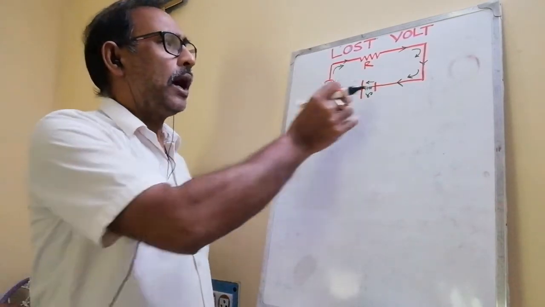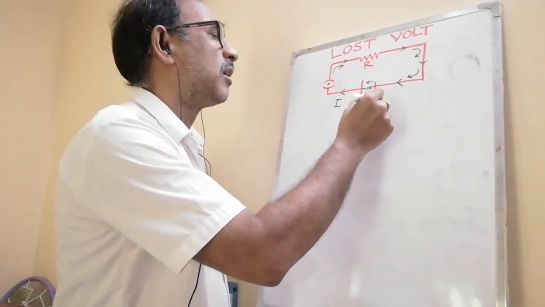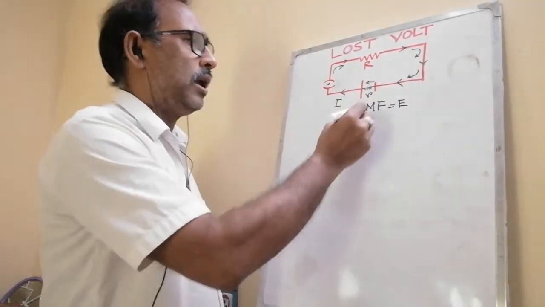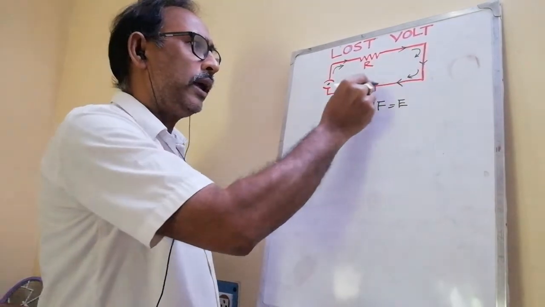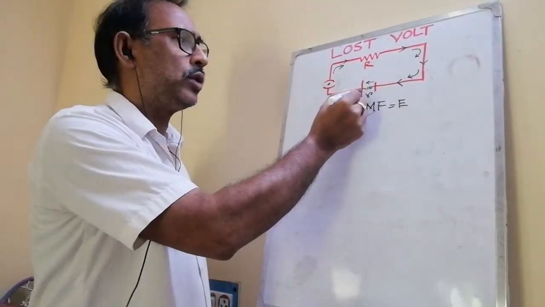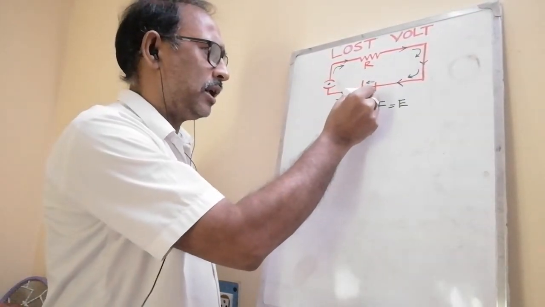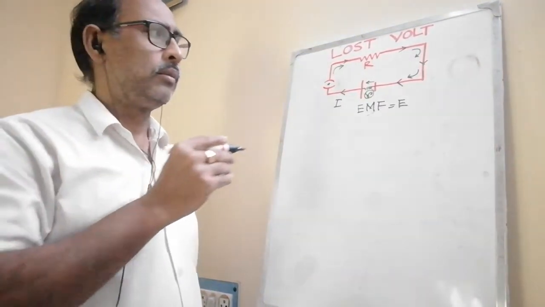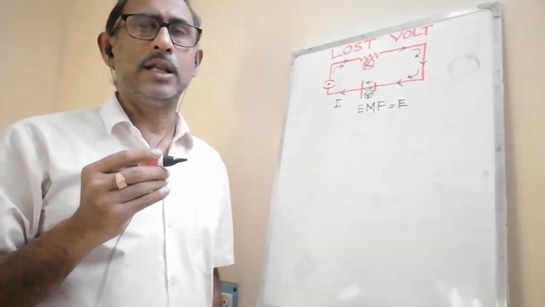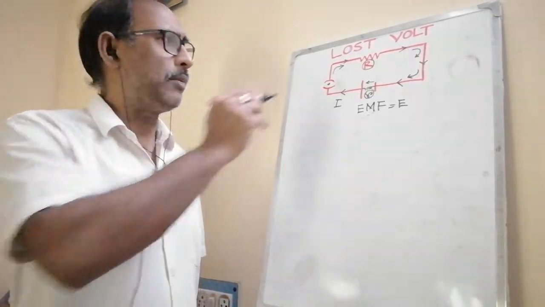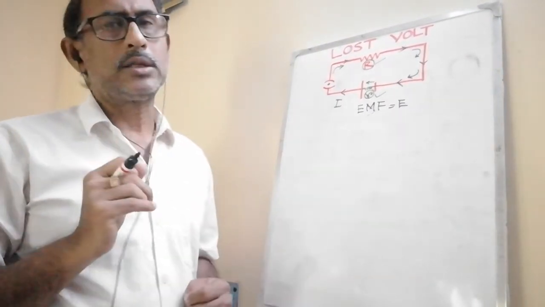Here the EMF of the cell, say it is E, drives the current through the external circuit as well as through the cell. This internal resistance, small r, is connected with the resistance of the external circuit in series. That means capital R and small r are connected in series.